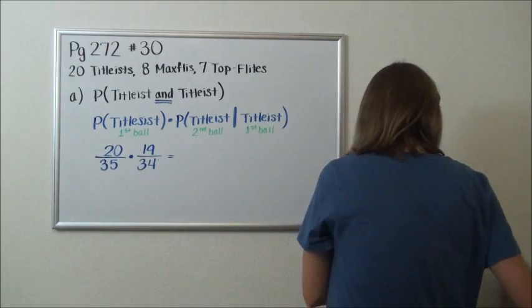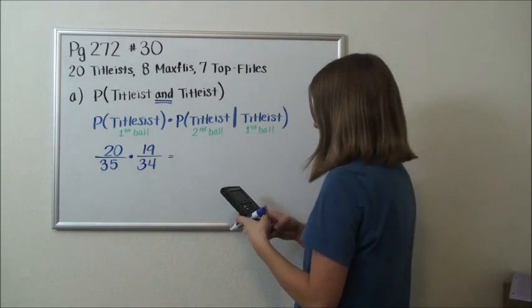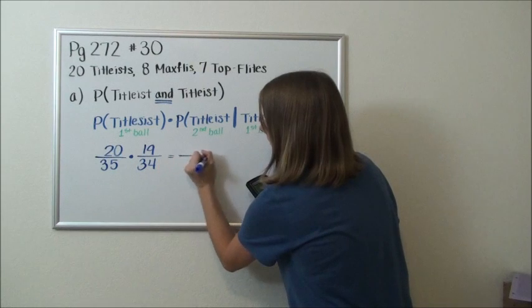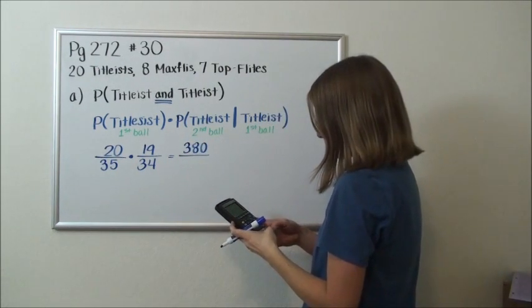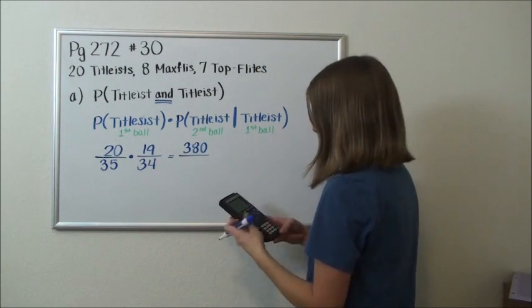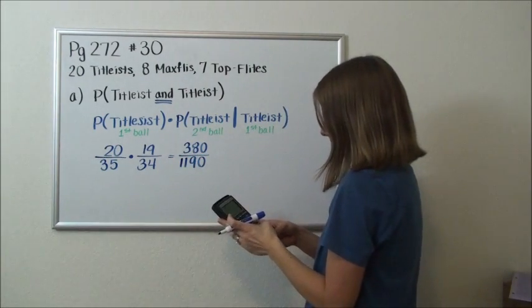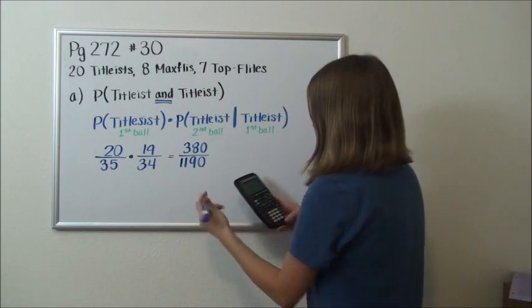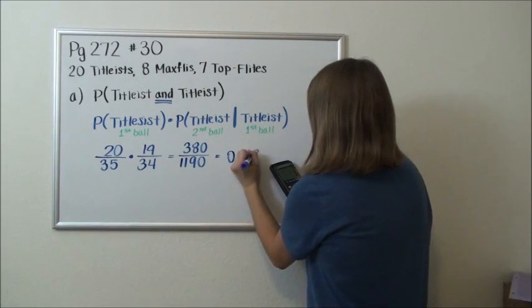And then again, I want to multiply straight across. So we've got the 20 times the 19, we get 380. And then in the denominator, we've got 35 times 34, which is 1190. And so when I divide, I get a decimal of 0.3193.